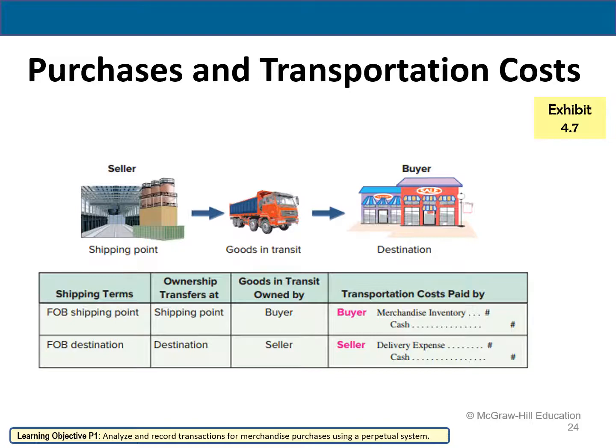But if something is shipped FOB shipping point, the ownership transfers at the shipping point. So when the goods are in transit, that means they're owned by the buyer. And when they're owned by the buyer during transit, the cost of the freight or the shipping costs just becomes part of your merchandise inventory. But if it's FOB destination, meaning the ownership doesn't transfer until it reaches its destination, so the seller is responsible during transit, it's delivery expense on your income statement. Okay?